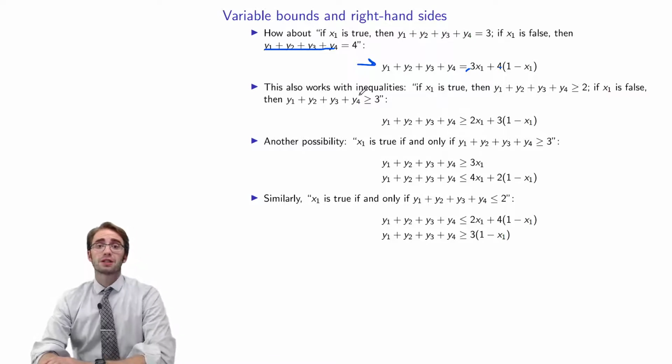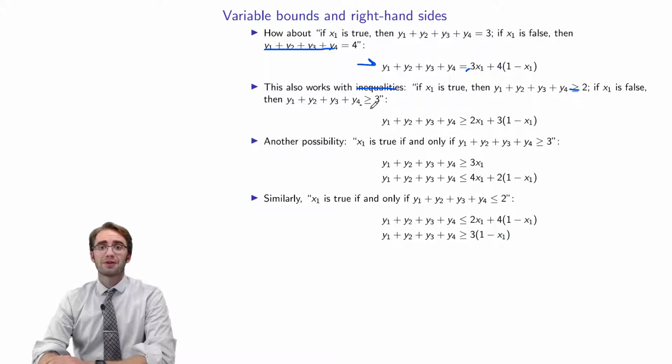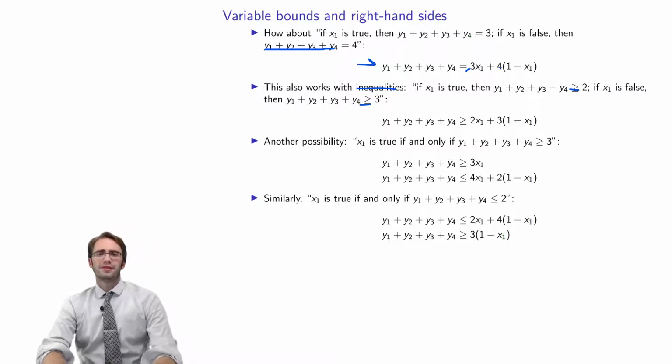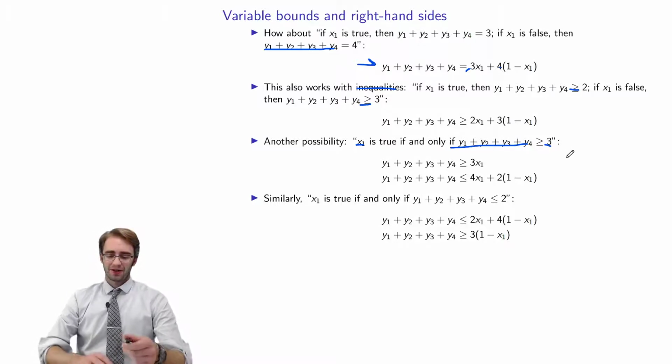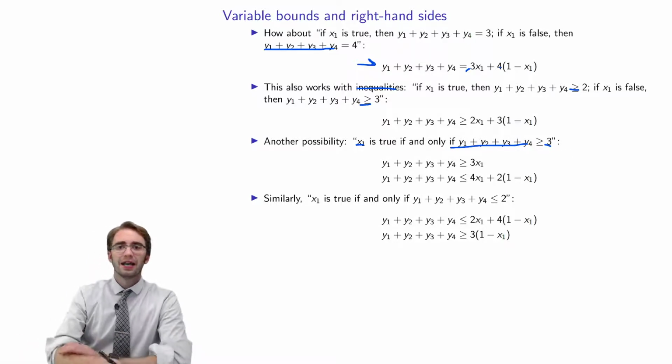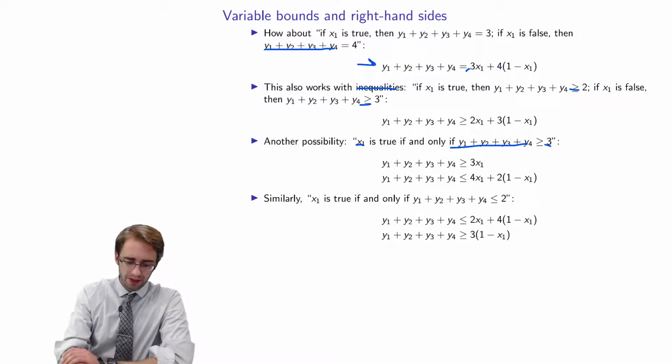The same thing also works just fine with inequalities. You could take the exact same statement but replace the equal sign with a greater than sign, and you get just what you see here. Nothing surprising there. This next example is a little more sneaky. x1 is true if and only if the y's sum to something that's at least 3. Okay, so what works out here? Another way of writing that would be as follows. x1 is true if and only if the sum of these y's is greater than or equal to 3.